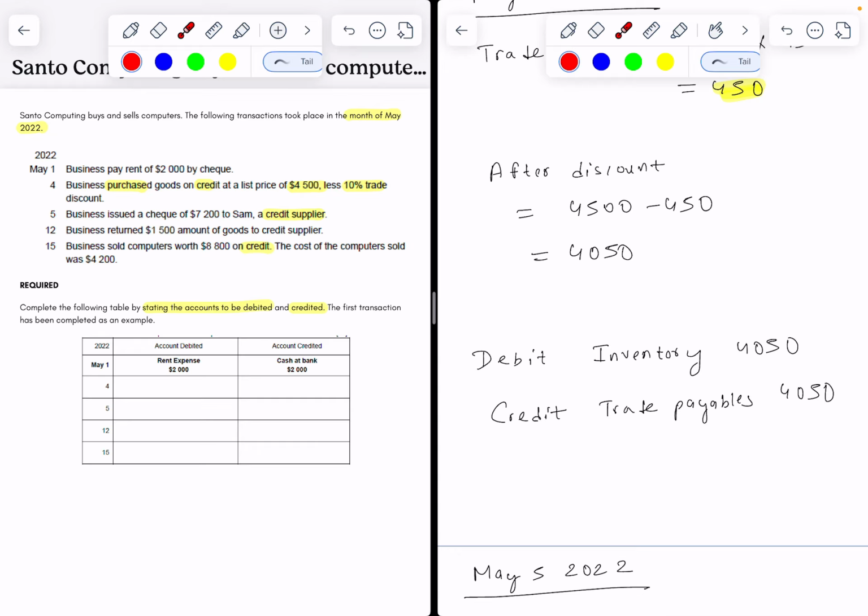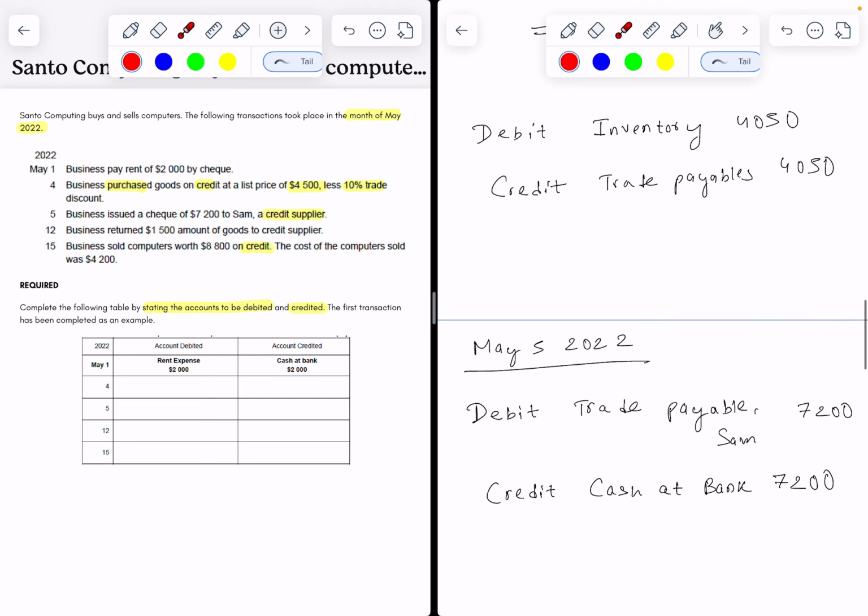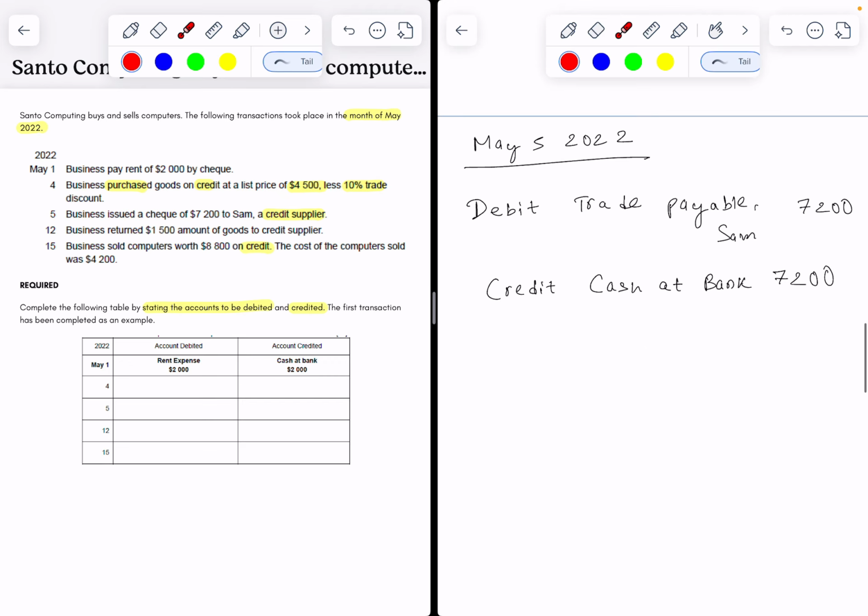Now let's move to the next transaction on the 5th of May 2022. Business issued a check of $7,200 to Sam, our credit supplier. So this means Sam, from whom the business purchased goods on credit in the past, is now being paid off.